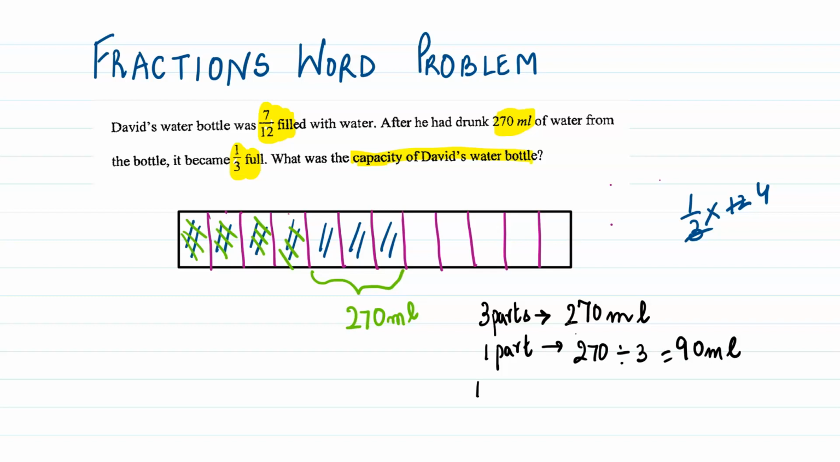So, what will 12 parts be equal to? 12 times 90, that is 1080 ml. So, the capacity of the water bottle is 1080 ml.